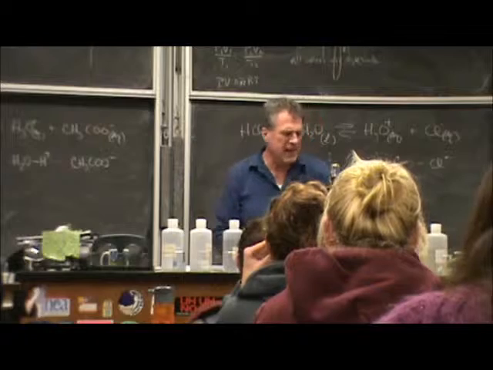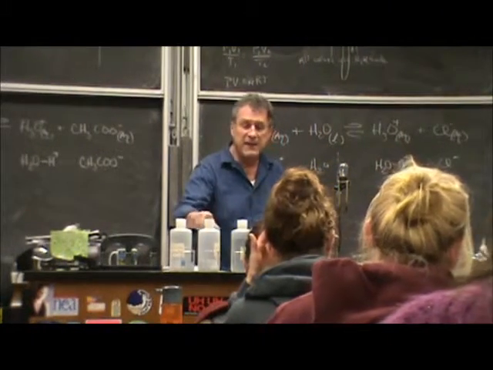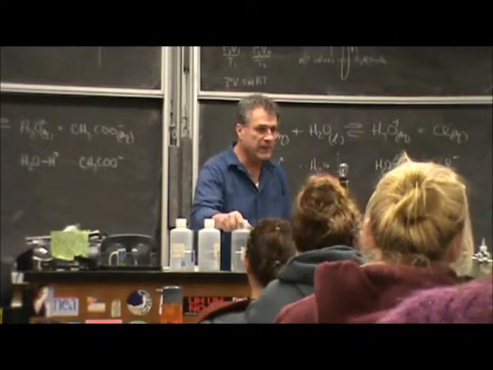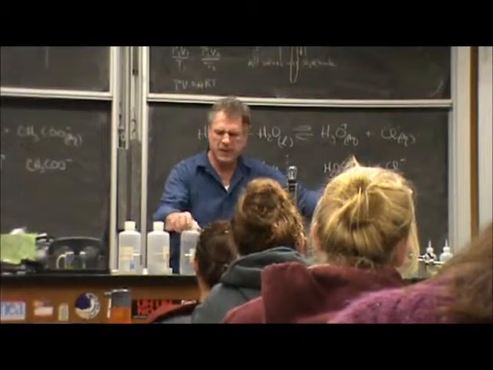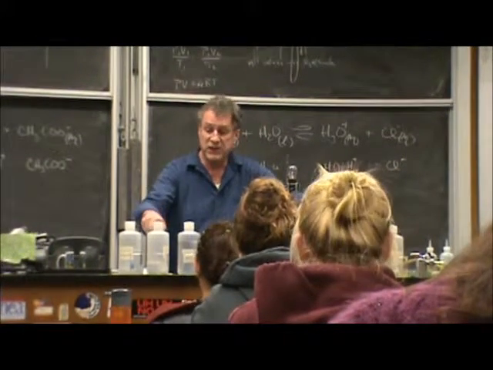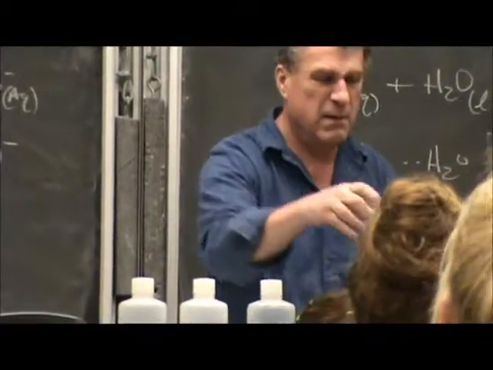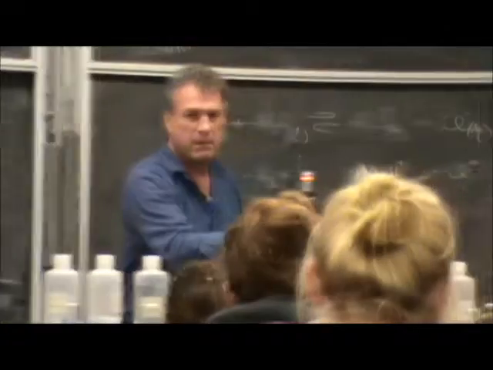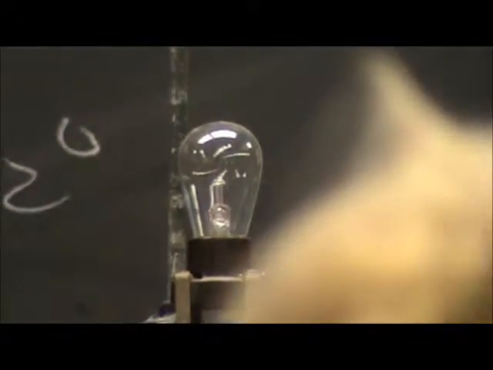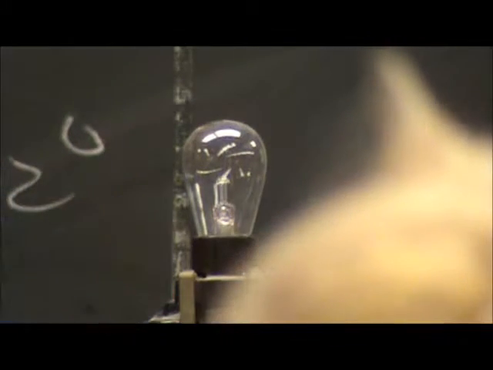Now let's see, this is a 0.01 molar solution of hydrochloric acid. This is the 0.01, wait a second. This is the 0.1 molar. I want the 0.01 molar solution. These two have the same concentration. This one has the weak acid in it. Same concentration, same number of moles of the acid per liter of solution, but the acetic acid doesn't conduct electricity nearly as well.